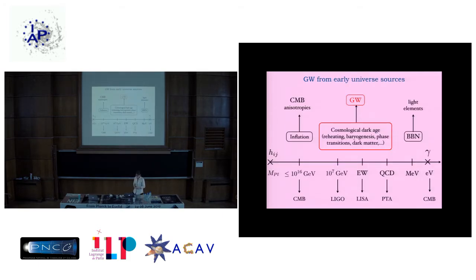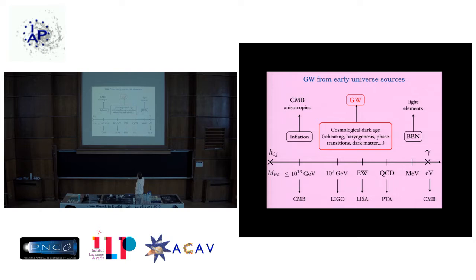Okay, so here the main concept is the following: you have time going by and the energy decreasing. What we know about the universe is up to the MeV scale through CMB and Big Bang nucleosynthesis, and then we know about inflation with CMB anisotropies, right? But there is a range of scales in which we think that interesting phenomena have been going on, like reheating, baryogenesis, phase transitions, dark matter candidates, etc. And these scales are obviously not accessible with photons because photons are tightly coupled, but gravitational waves are not.